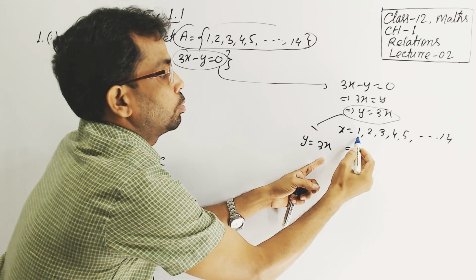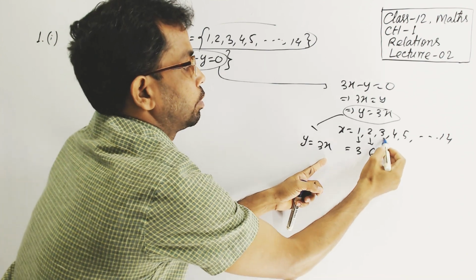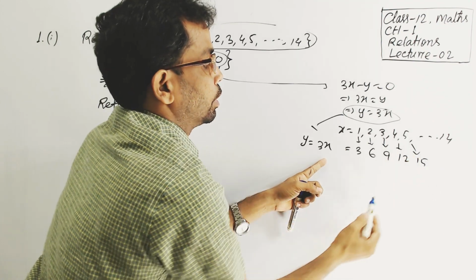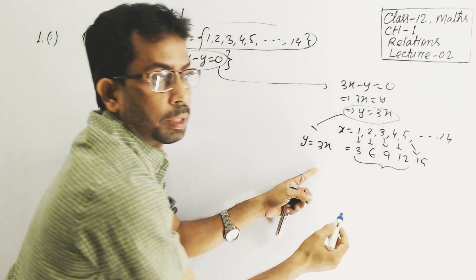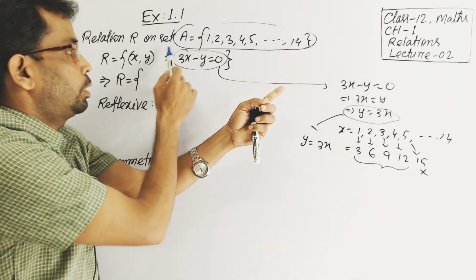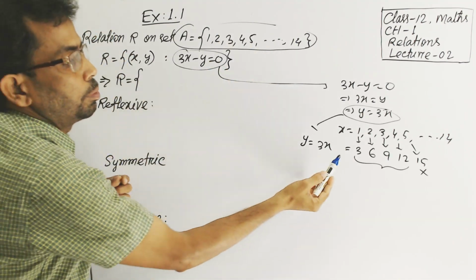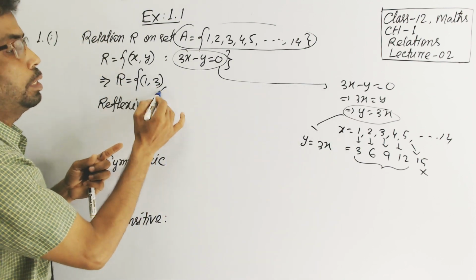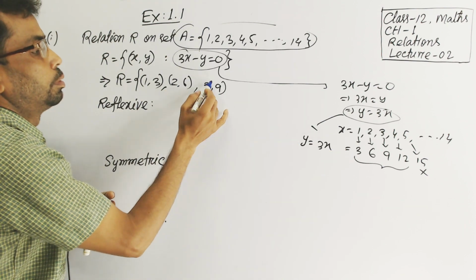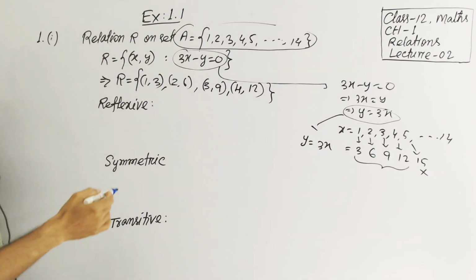What will be corresponding to 1? 1 times 3 is 3, 2 times 3 is 6, 3 times 3 is 9, 4 times 3 is 12, 5 times 3 is 15. But 15 cannot be taken because 15 is going beyond the set. According to the question, both the elements x and y must be from the set A. So the relation is made by the pairs (1, 3), (2, 6), (3, 9), (4, 12), and (5, 15) is going beyond the set, which cannot be taken. So this is the relation.